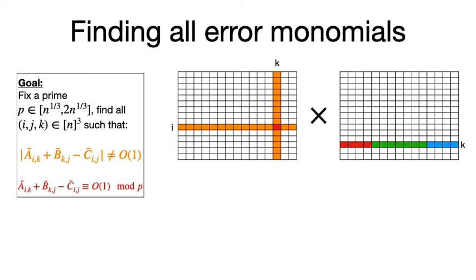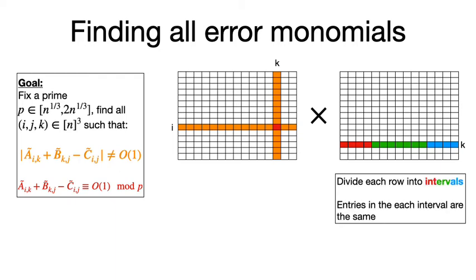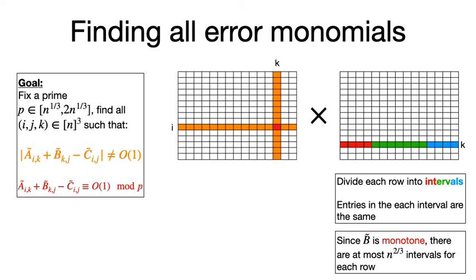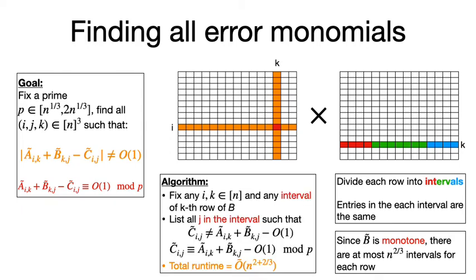Notice that when i, k are fixed, what we need to do is to list all j that meet both properties. Now, since the row is monotone, all the tilde B entries are at most n to the 2/3, so we can group all the consecutive equal entries as intervals. For each of the n to the 2/3 intervals, since all entries are the same, we can preprocess matrix tilde C and list all j's using standard interval data structures.